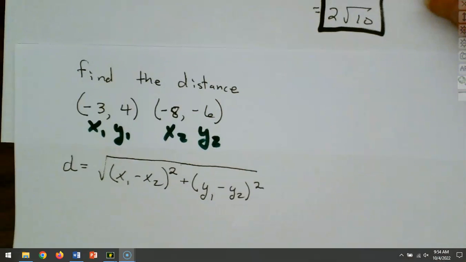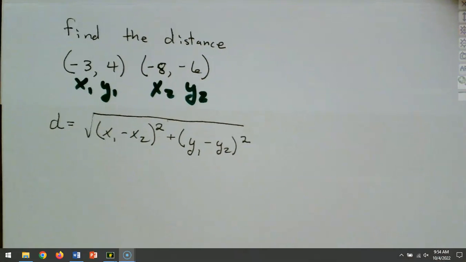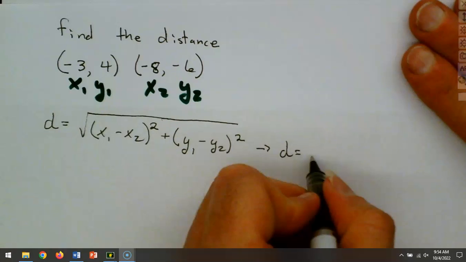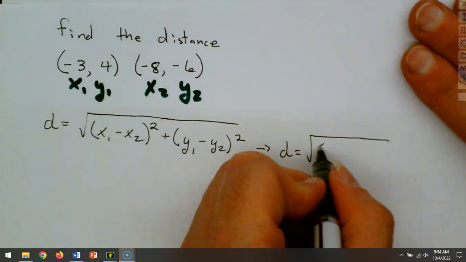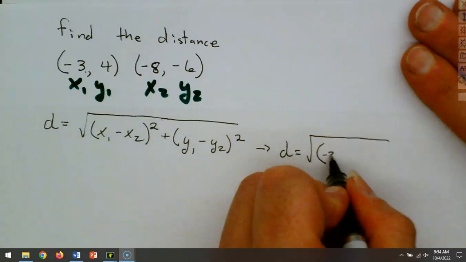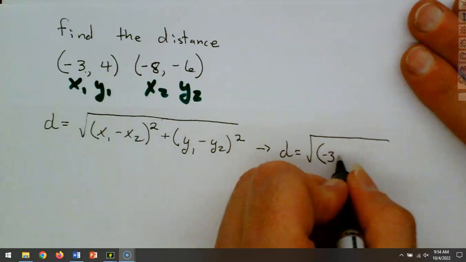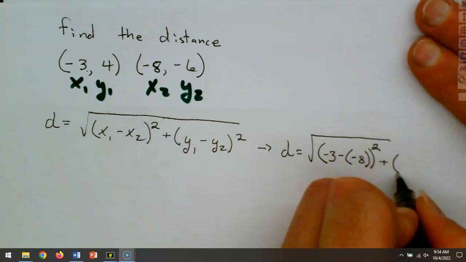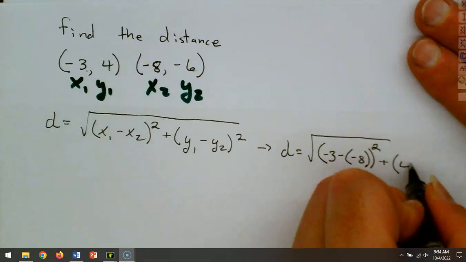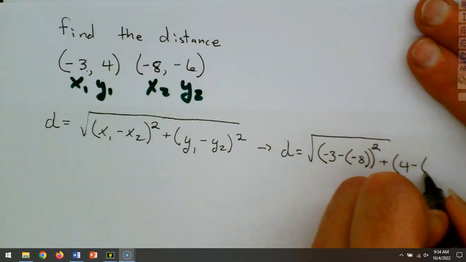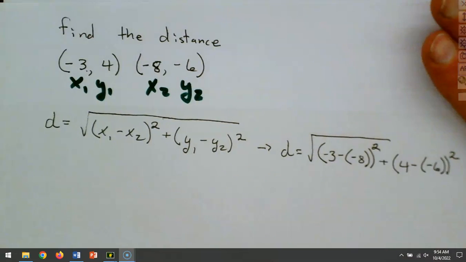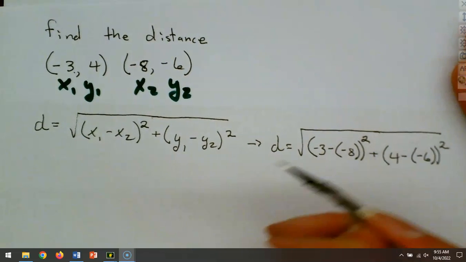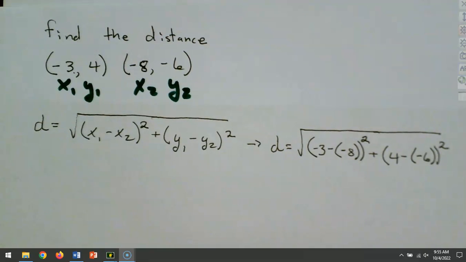Fill in our pieces. And let's see what we've got here. d equals the square root of minus 3. Now watch out for a double negative. So it's minus 3 minus 8 quantity squared. And then we've got 4. Watch the double negatives again. Minus 6 quantity squared. Now, be very, very careful with those double negatives.